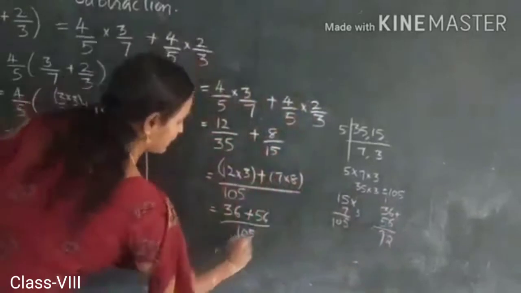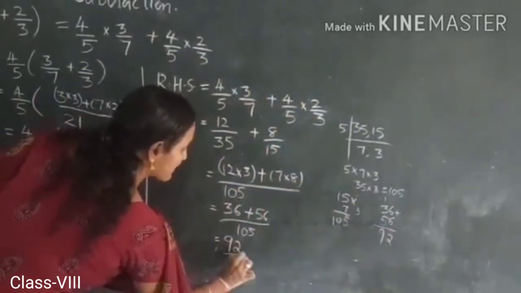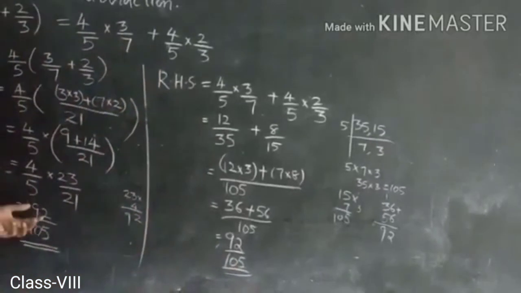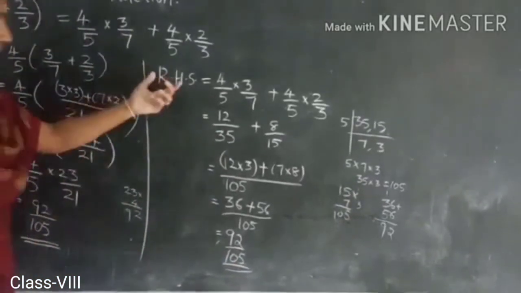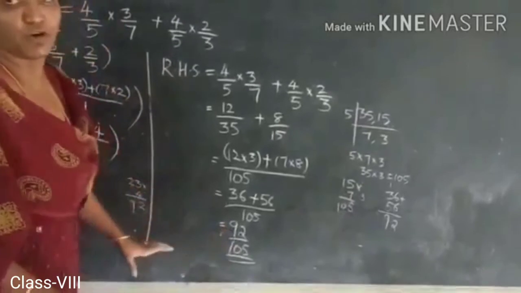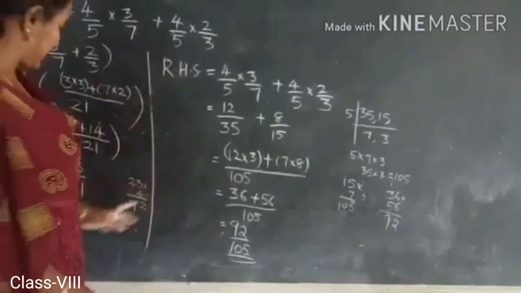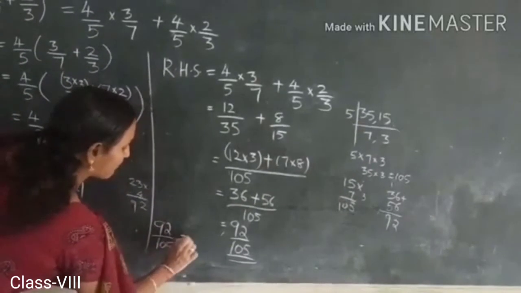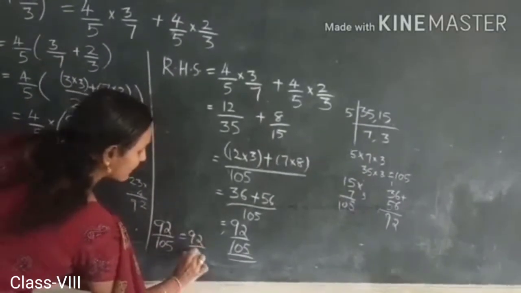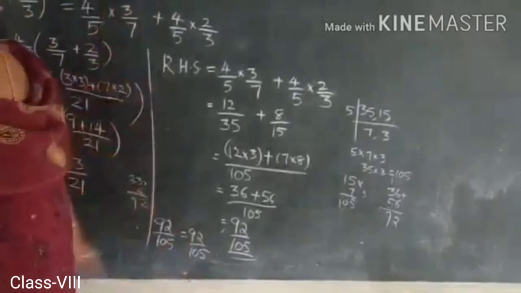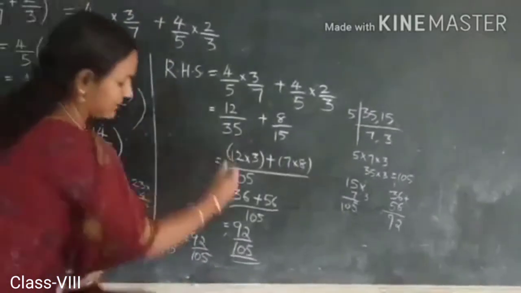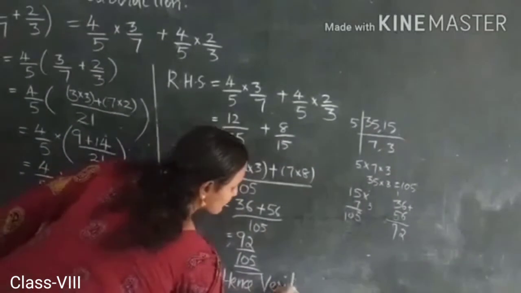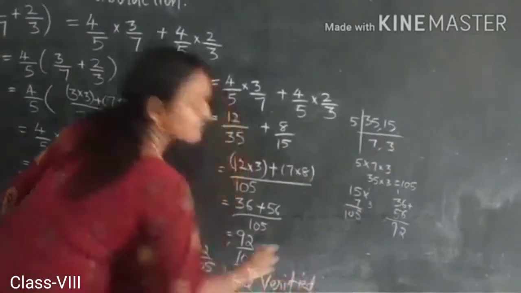92 by 105. Here the LHS is 92 by 105. RHS is 92 by 105. So LHS and RHS are same. 92 by 105 and 92 by 105 are equal. So hence verified.